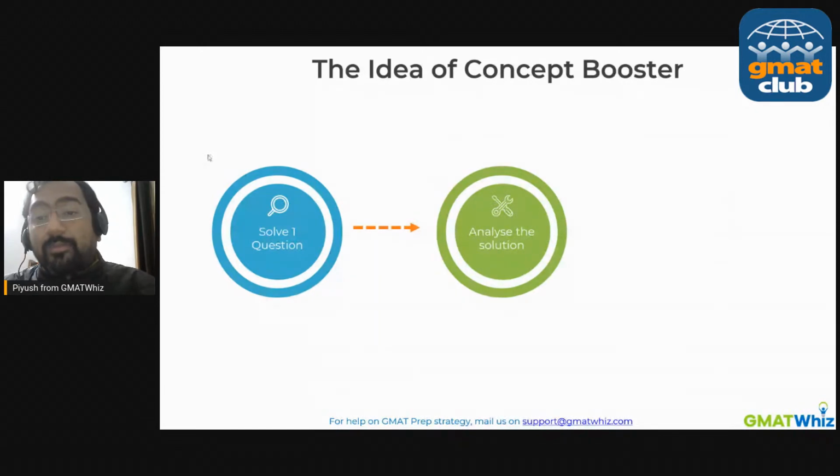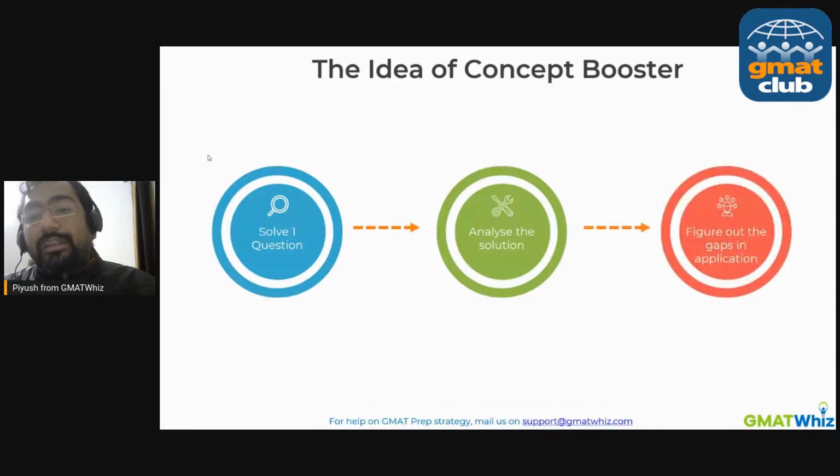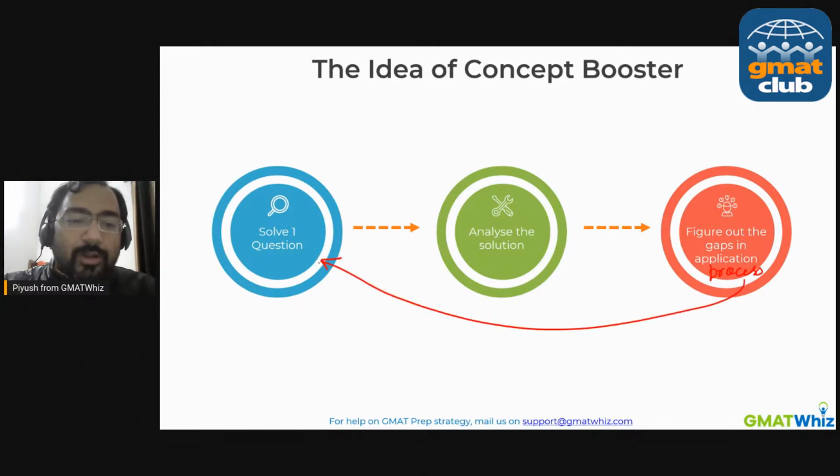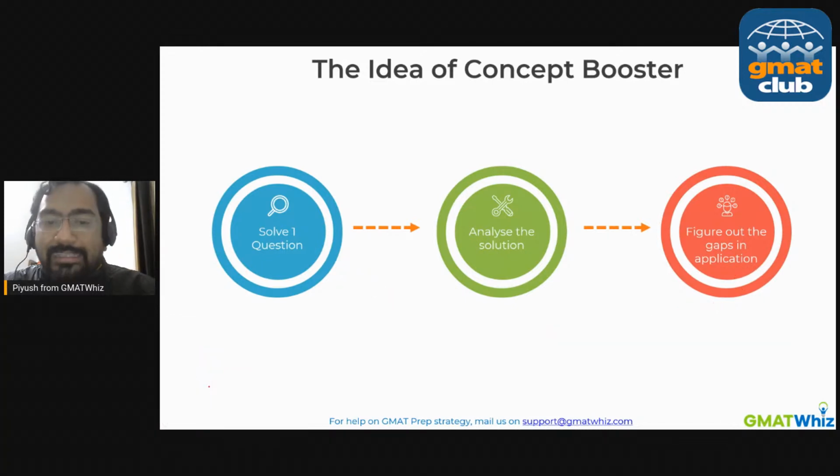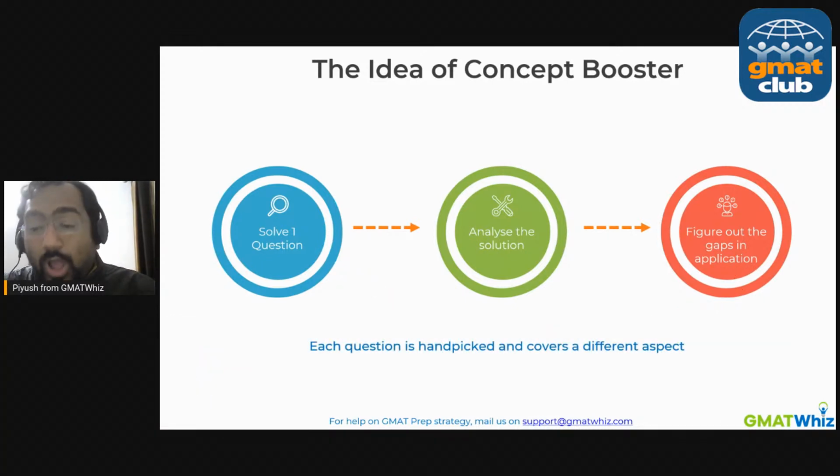And when you apply the right method on the next question, you are able to improve from it. You figure out the gaps in your process, and you iteratively learn from the second question, the third question, and so on. As I said, in each concept booster, all questions are handpicked and cover a very different aspect of the same topic being tested. We will do that for every single topic.